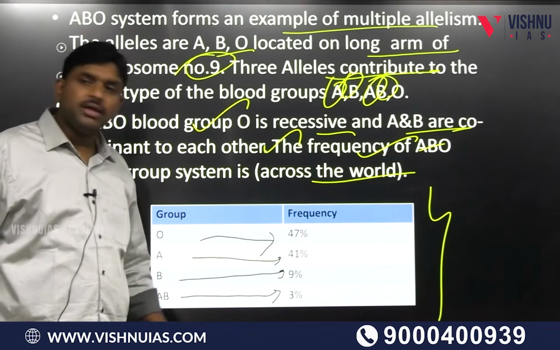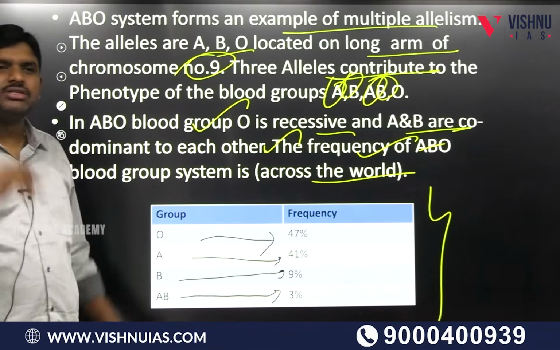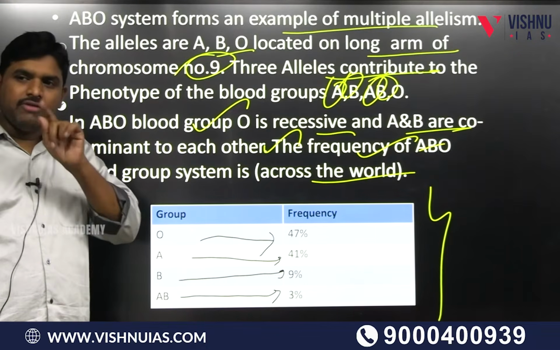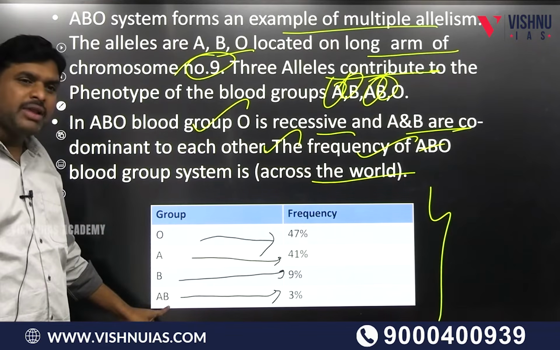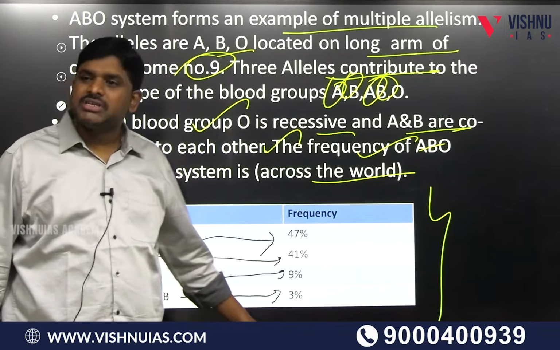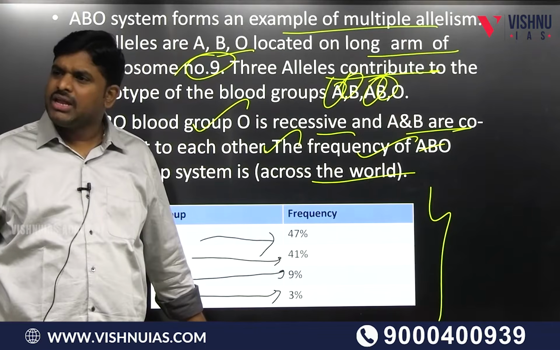AB, how many? 3%. Now, you see, this is called natural selection. I will give an example of natural selection, how nature will select. AB, how many people are there? Only 3% are there.